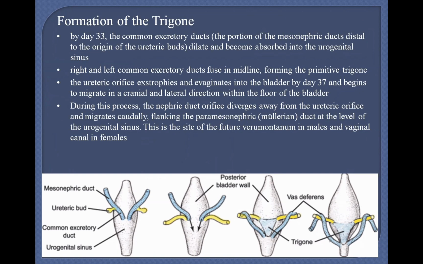During this process, the nephric duct orifice will diverge away from the ureteric orifice and migrate caudally, touching the paramesonephric duct at the level of the urogenital sinus. This will be the site of formation of the future verumontanum in males and vaginal canal in females.